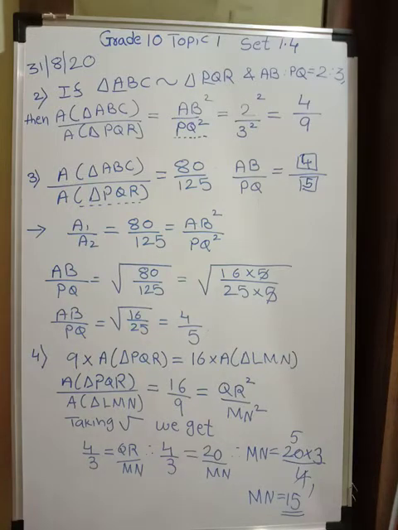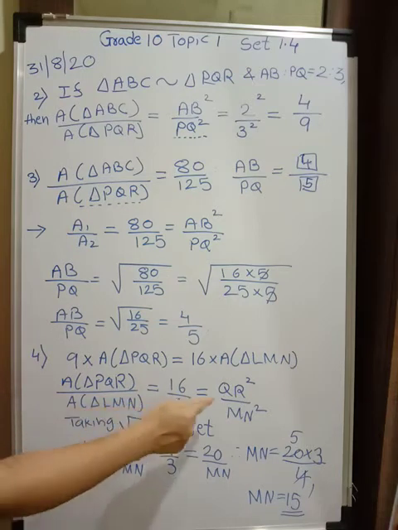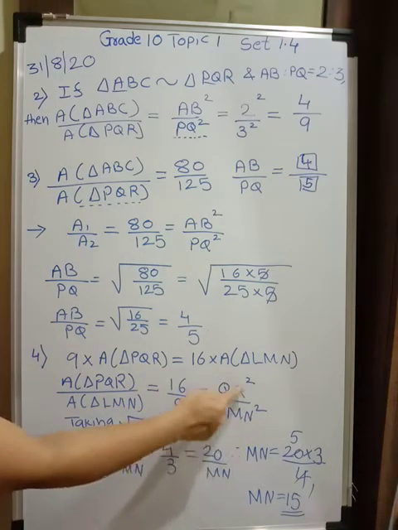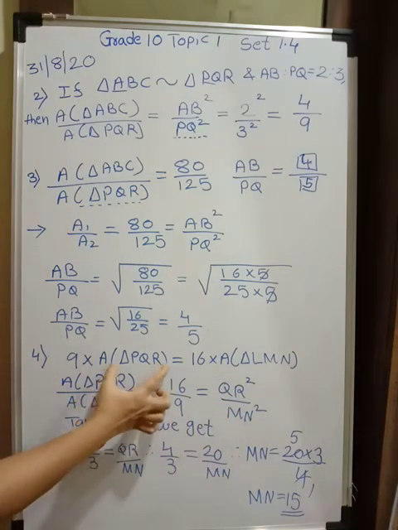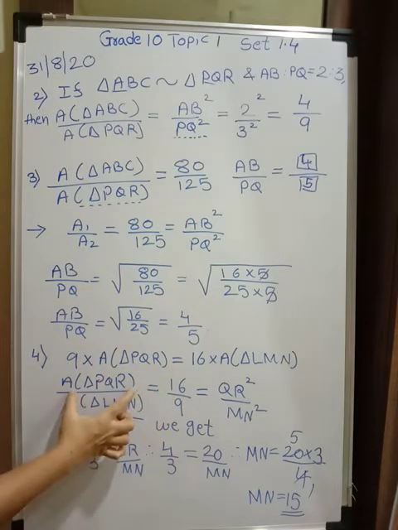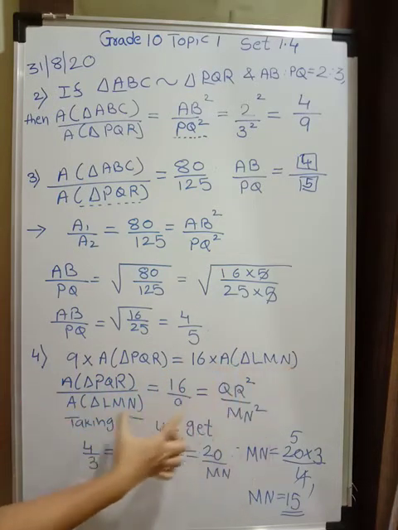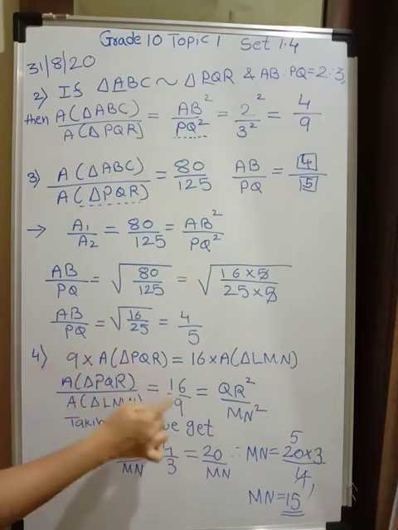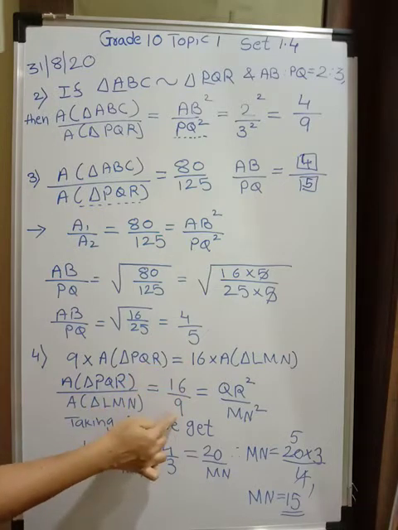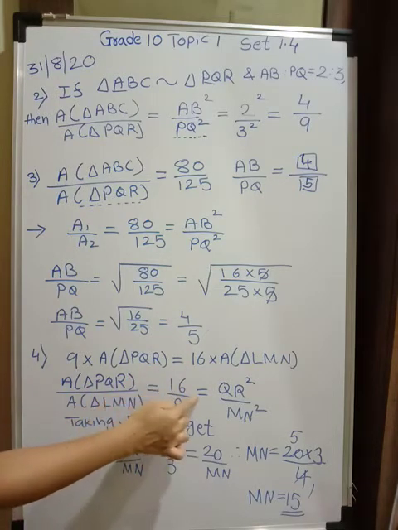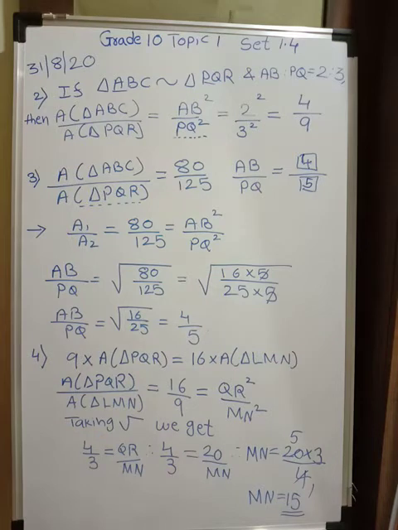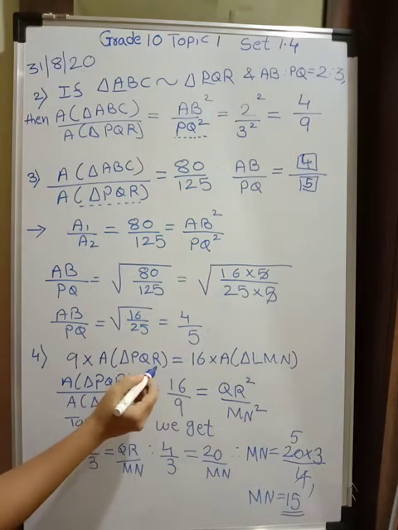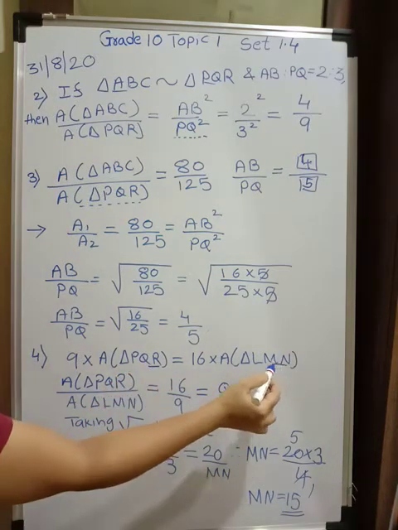Now see, very easy. We know that if you get the ratio of areas, it is equal to the squares of the corresponding sides. Area of PQR I am keeping here, and area of LMN I am shifting from the right hand side to the left hand side, so it will go in the denominator. 9 is over here, I am shifting it to there, so it will be 16 upon 9. This will be equal to QR square upon MN square. Now see, QR is over here, and here also MN.